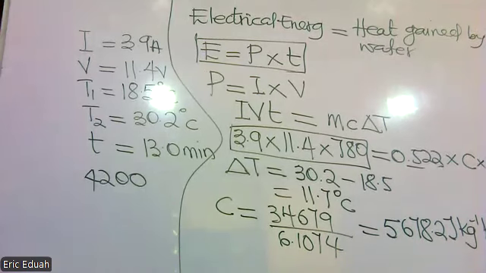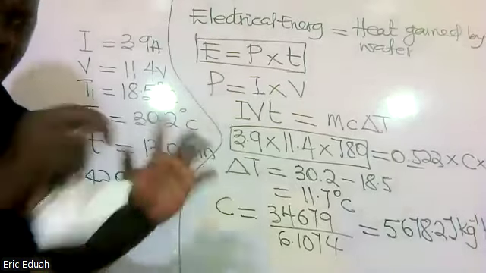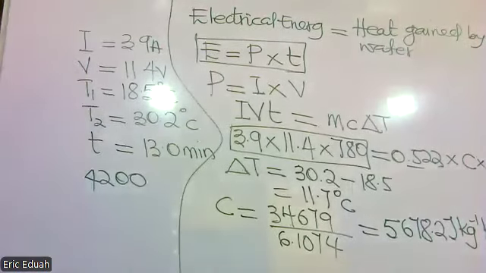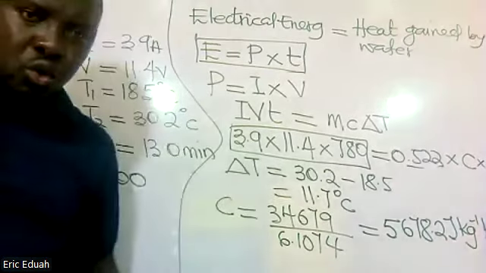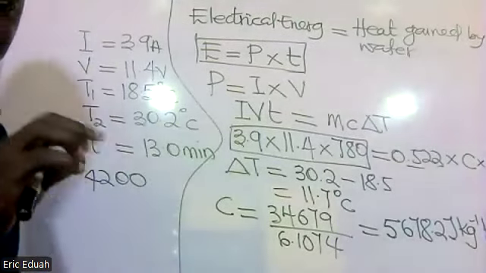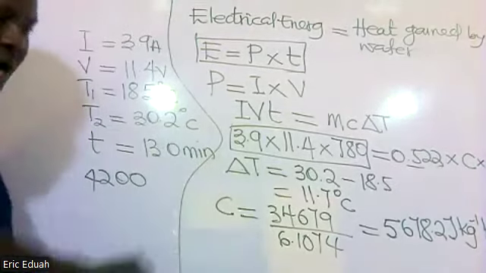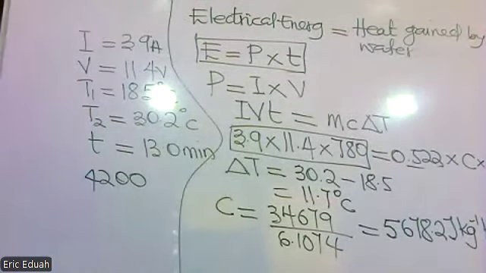So, the two possible errors will be: one, poor insulation, because the system is not done in an isolated system. Two, because we also ignored the heat gained by the beaker itself, it would also introduce an error into whatever we are doing. Okay.